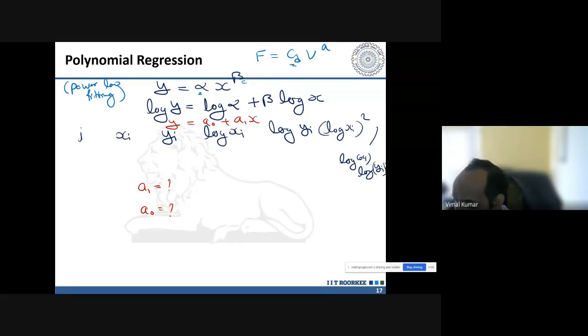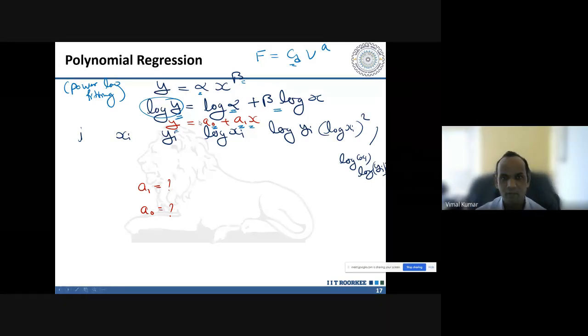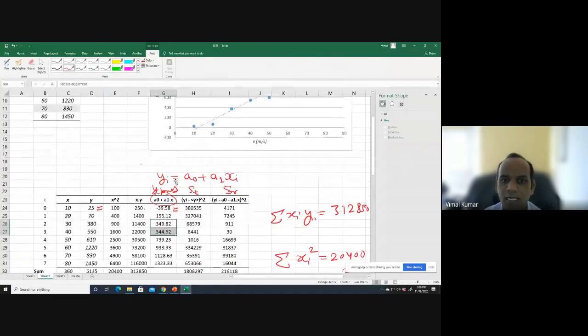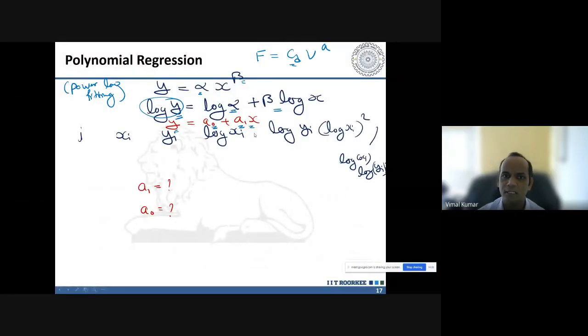Log y, again I take the log both sides: log y equals log alpha plus beta into log x. Writing this to the general equation, y is equal to this becomes y. Let's say I'm just assuming y, just to make the similarity with the previous text. Log alpha becomes a0, beta becomes a1, x. So this equation is the same as the previous equation. If I go back to this example, here we had assumed y is equal to a0 plus a1x. So I have reduced a power law equation into the linear form by the linearization process.